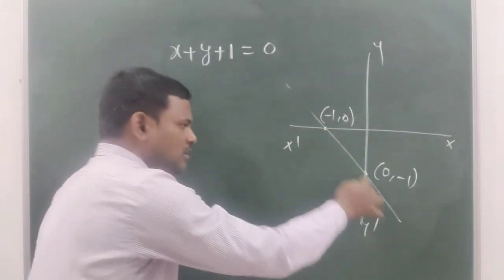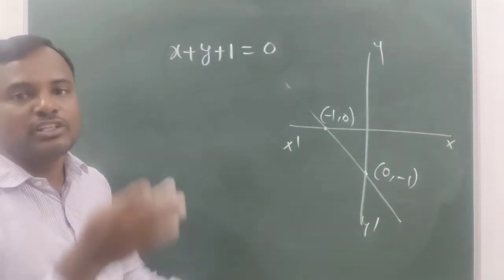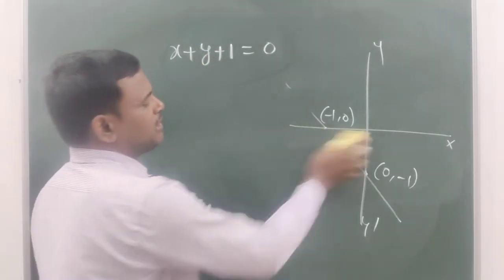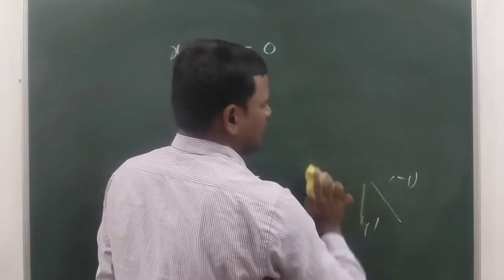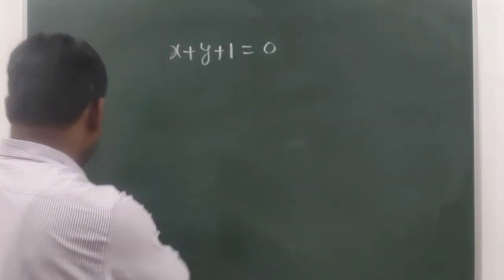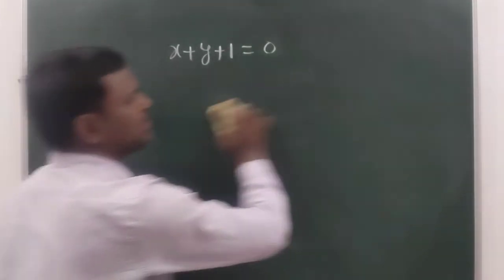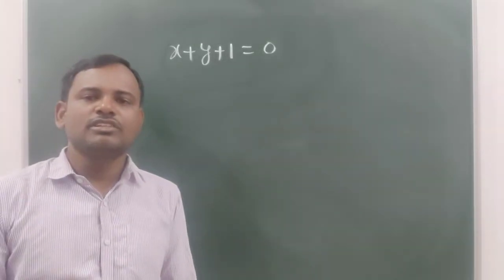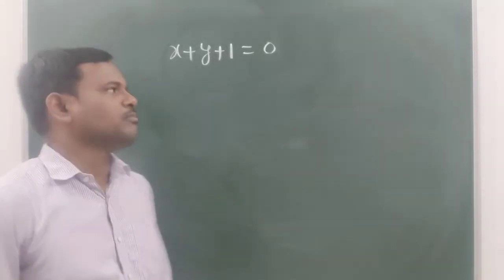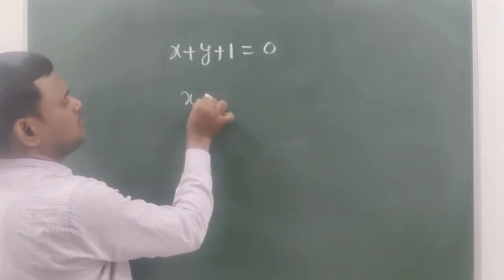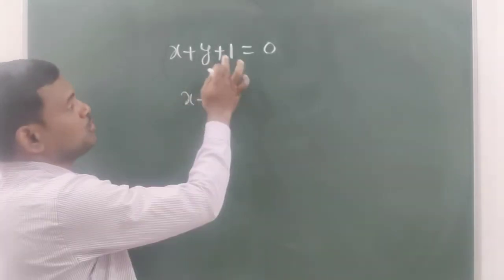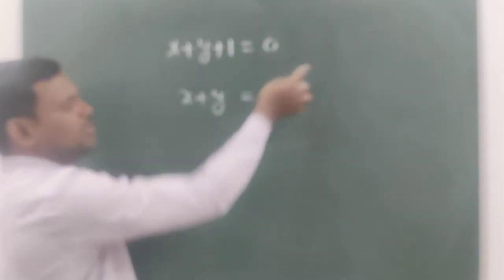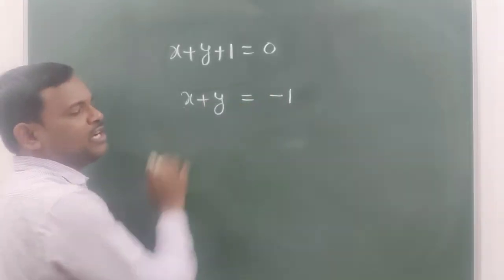Now this line we have to express in the normal form. Okay, so for that we have some procedure. See, observe how I am going to transform this Cartesian form of the line equation into the normal form. See, in the first step we have to shift this constant to the right side. When you shift this constant to the right side, you get here minus 1.